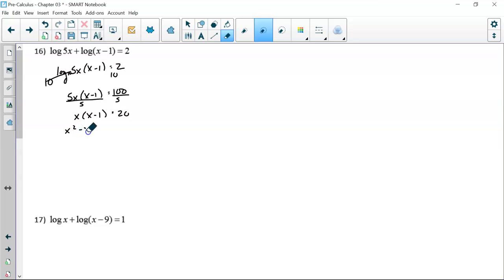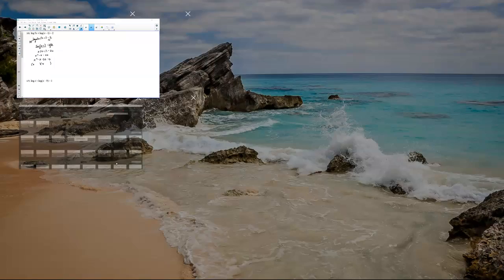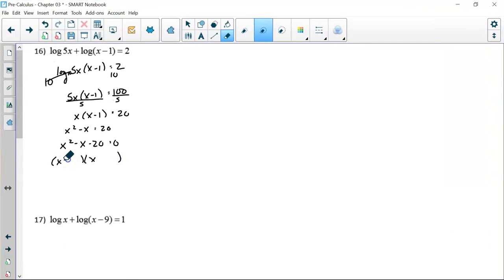Now I need to solve, so I need to distribute the x. X squared minus x equals 20. It's a quadratic, get it equal to 0. X squared minus x minus 20 equals 0. And this is factorable. X and x, now to multiply to negative 20 and add to negative 1, it's going to be a negative 5 and a positive 4 equals 0.